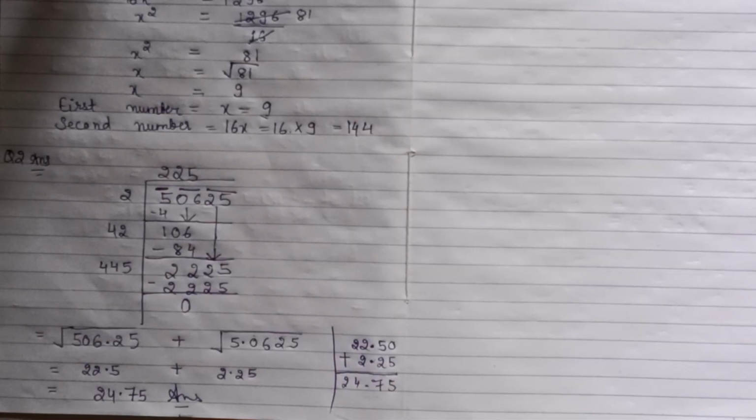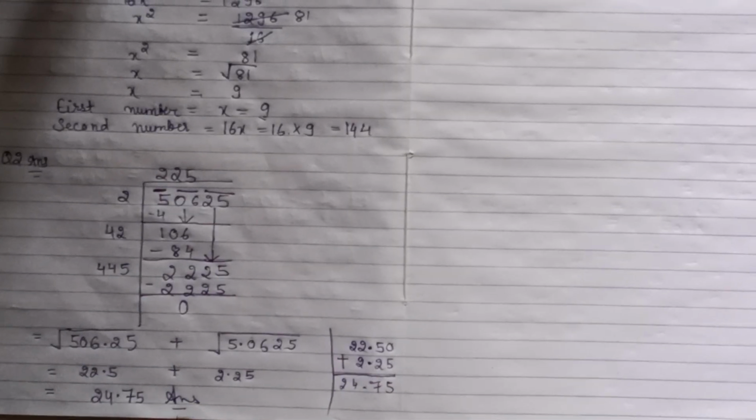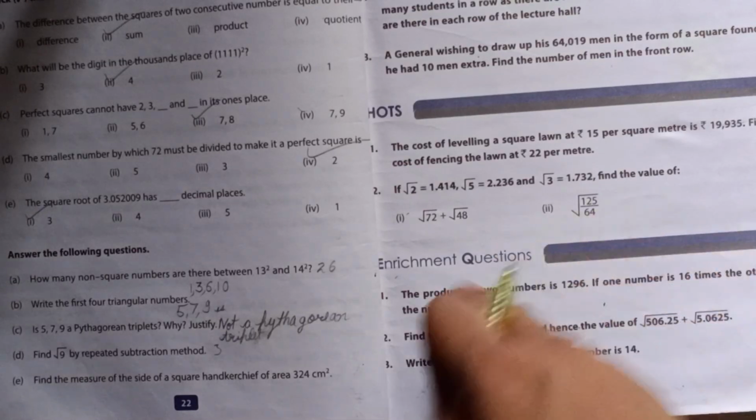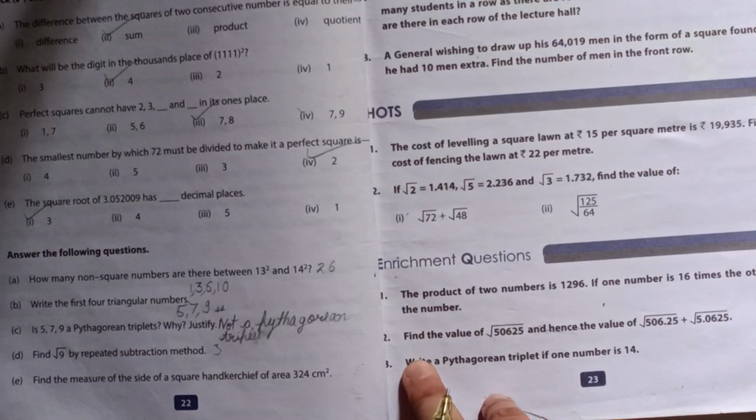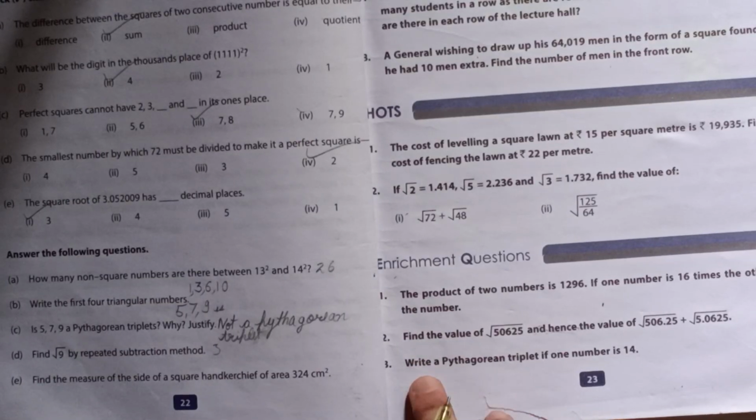I hope you will understand this. Now we will do our question number 3 of the enrichment questions. Question number 3 is: find the Pythagorean triplet if one number is 14. We know that the Pythagorean triplet is 2m, m square minus 1 and m square plus 1. Firstly we have to find the value of m, then put the value of m in m square minus 1 and then in m square plus 1. So it's very simple.